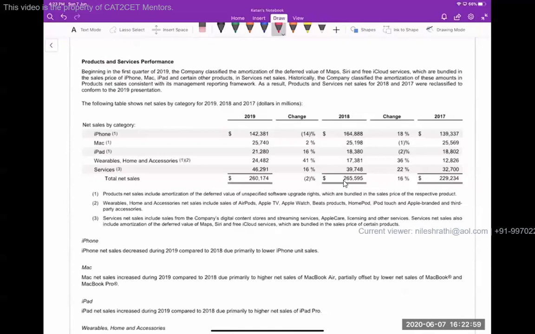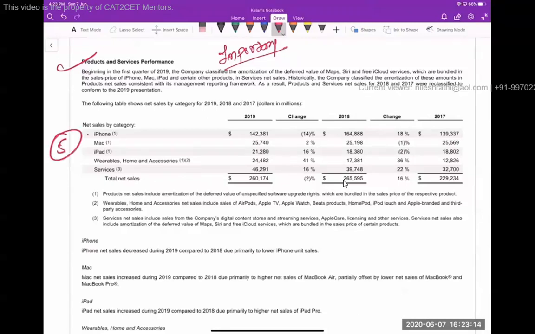Product and service performance, again the important one. Now if you look here, all the products: iPhone, Mac, iPad, wearables, services. What are these? One, two, three, four, five. These five are revenue streams. You can just write it here. All five of these are nothing but revenue streams for Apple. That's how Apple is making money.